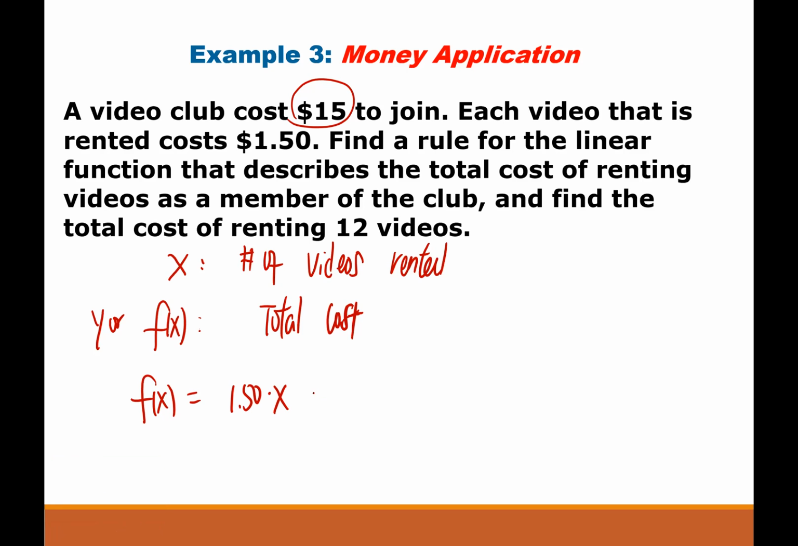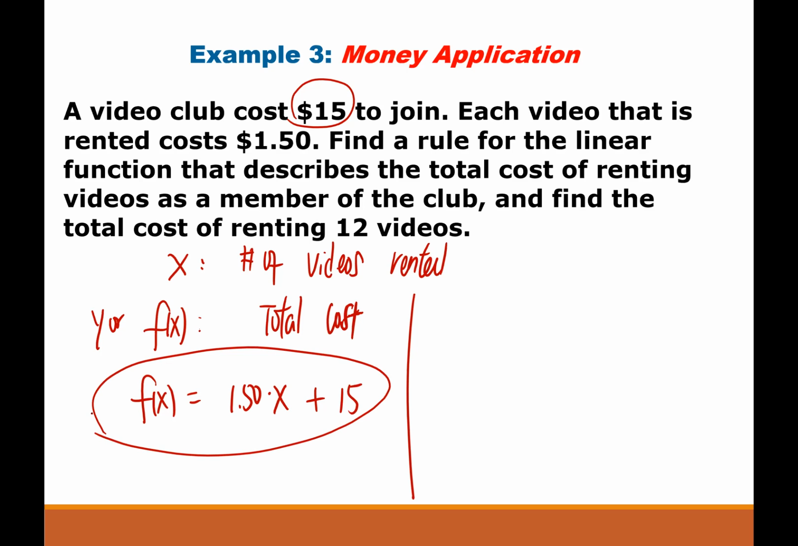So the final function notation should be this, plus 15, right? And once we have this, the second problem is renting 12 videos. That means x equals 12. When that happens, let's find out the total cost. So we're talking about F of 12 here.